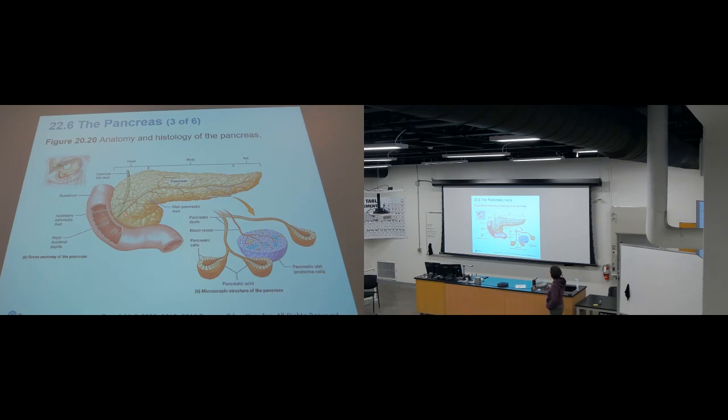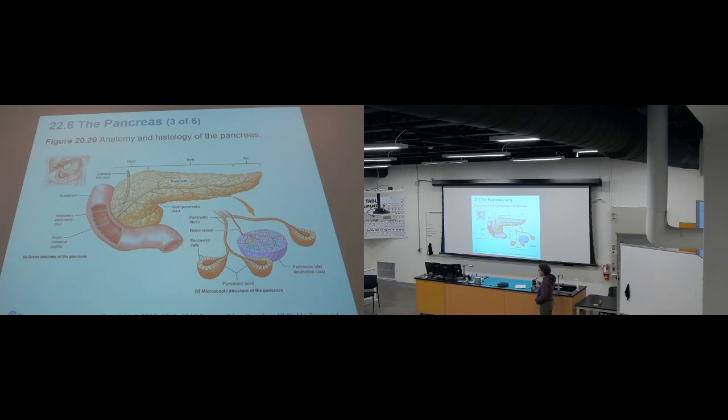This gland has a shape like a hammer. So this is the head, which is partly embraced by the duodenum. This is the duodenum, the first part of the small intestine. This is the body. The most part of the pancreas is made by the body, and then we have the tail. The tail is intraperitoneal while the rest is retroperitoneal. So it's located just behind the stomach.